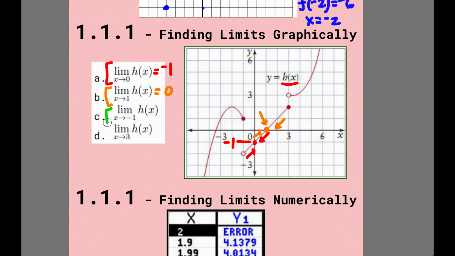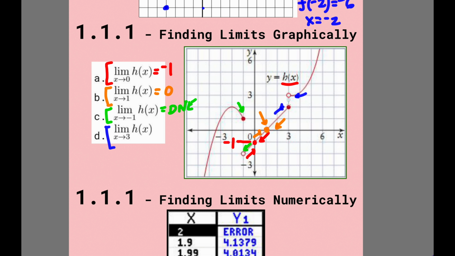Okay, the next one, x approaches negative 1 for this limit. So we have negative 1 right here. We're approaching it on this side, and we're approaching it on this side here. If you notice, there's a jump. On one side, it's 1. On the other side, it's negative 2. So because they don't agree, the answer for this one is DNE.